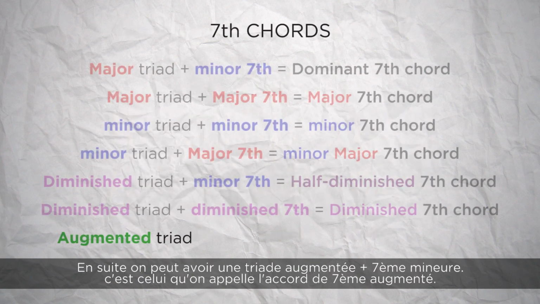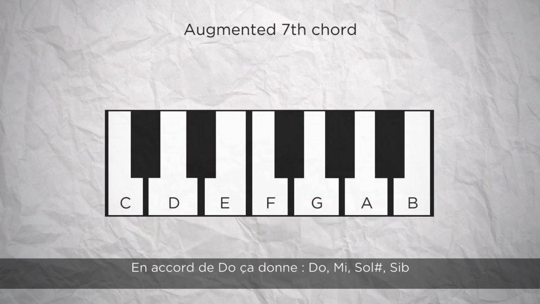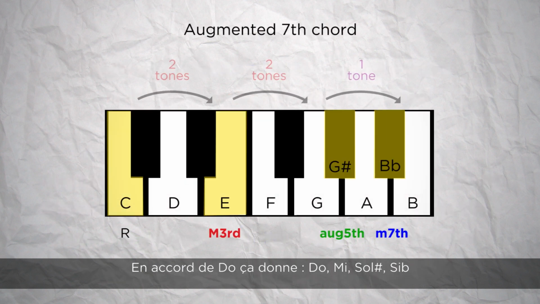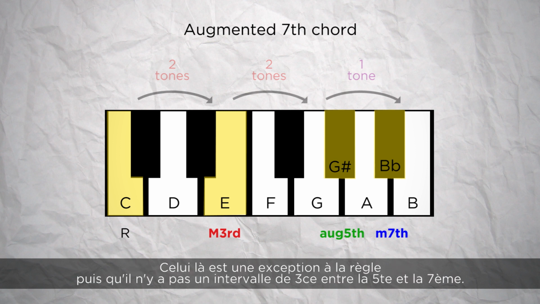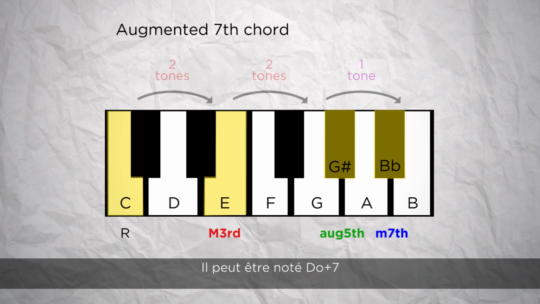Now with an augmented triad we can have a minor 7th. That would be called an augmented 7th chord. So on a C chord, that would be C, E, G sharp, B flat. This one is sort of a break in the rule, as it doesn't have an interval of a 3rd between the 5th and the 7th. This chord is also used a lot on chords of 5th degree, and is also known as a dominant augmented 7th chord, and that's denoted C+7.